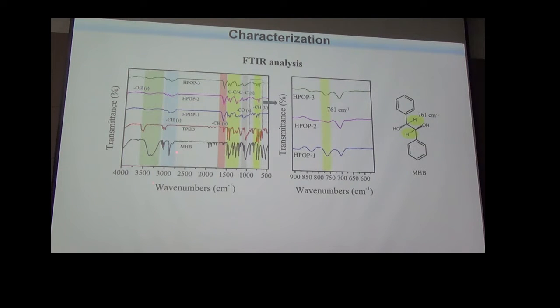synthesized. In addition, there is a characteristic peak for the HPOP1 at 761. As you can see here, the same peak is also obtained in the HPOP3 material. However, the peak intensity in HPOP3 is only 50% when compared to HPOP1. Meantime, there is no peak at 761 in the HPOP2 material. So this suggests that HPOP3 is formed by the two monomers. One is this mesohydroxybenzone, the other one is tetraphenyl ethanediol.